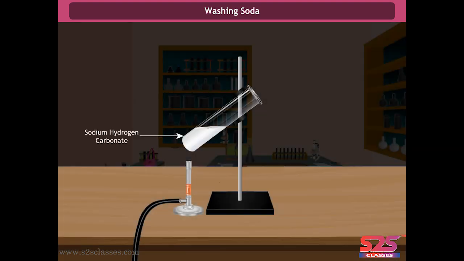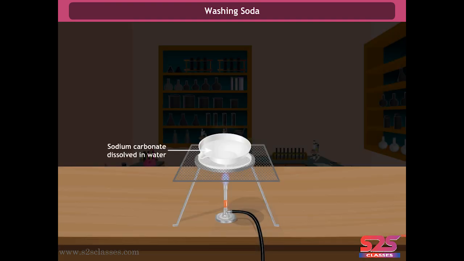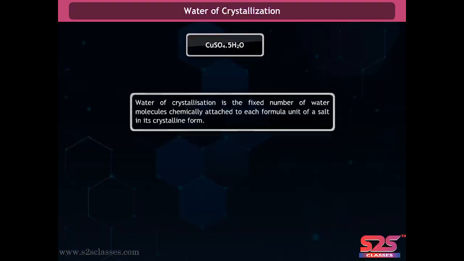Sodium carbonate can also be obtained by heating baking soda. Recrystallization of sodium carbonate gives washing soda. Water of crystallization. Water of crystallization is the fixed number of water molecules chemically attached to each formula unit of a salt in its crystalline form.